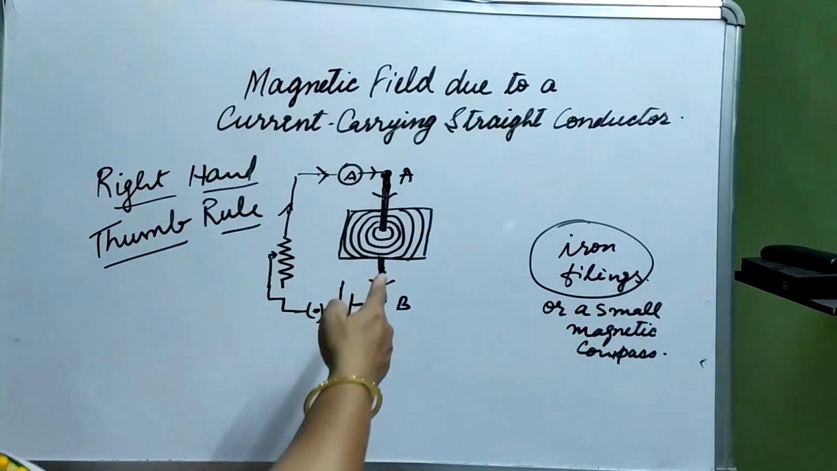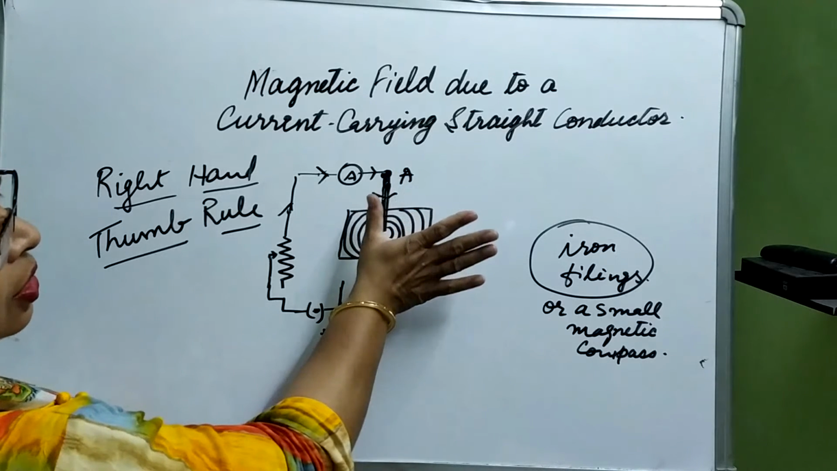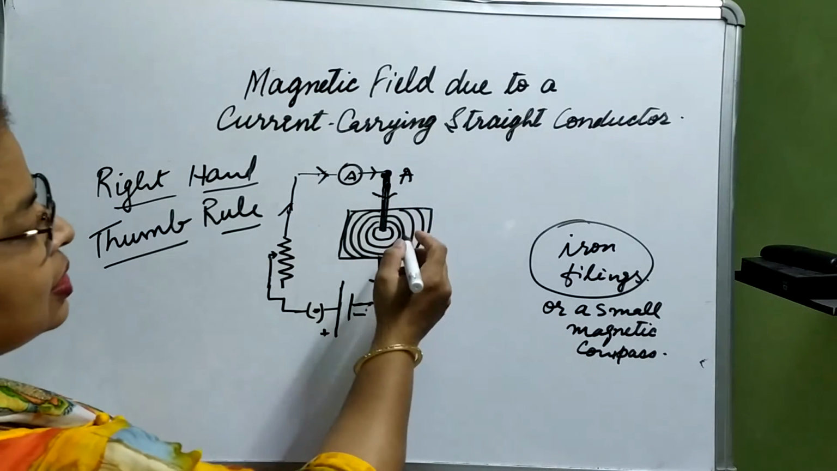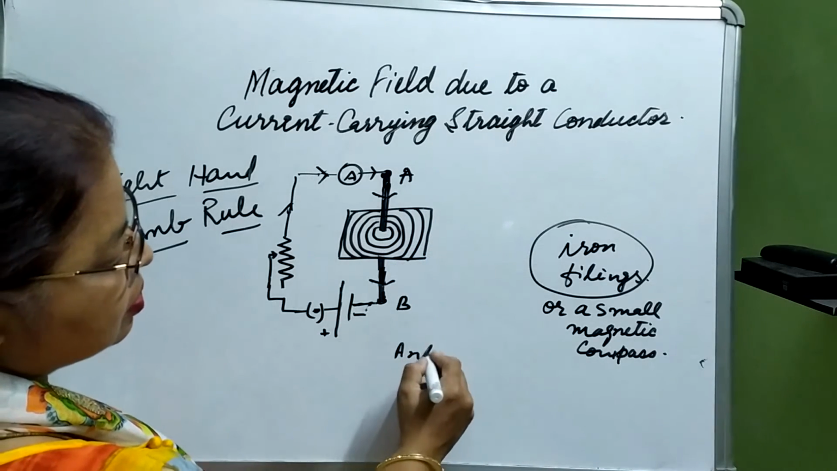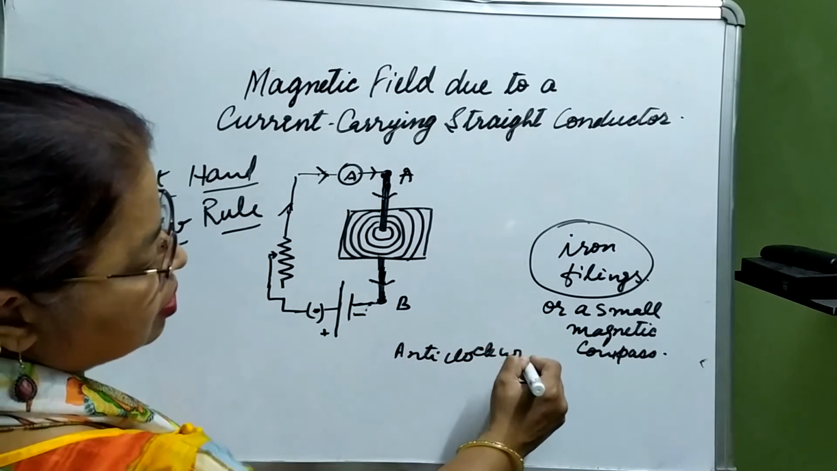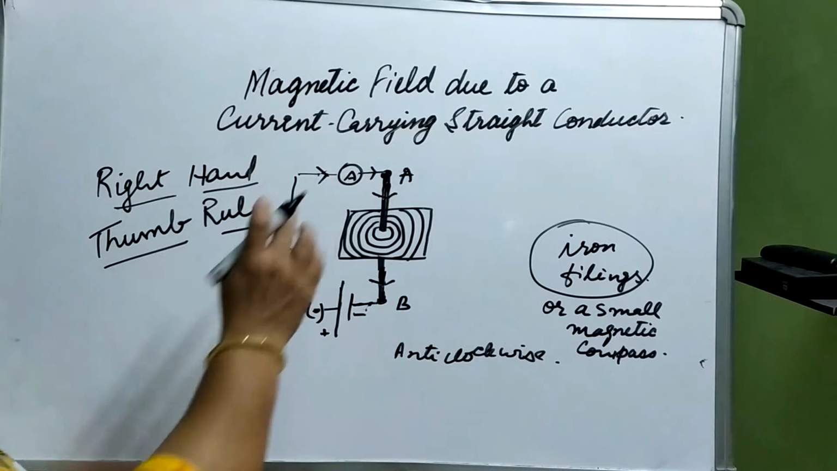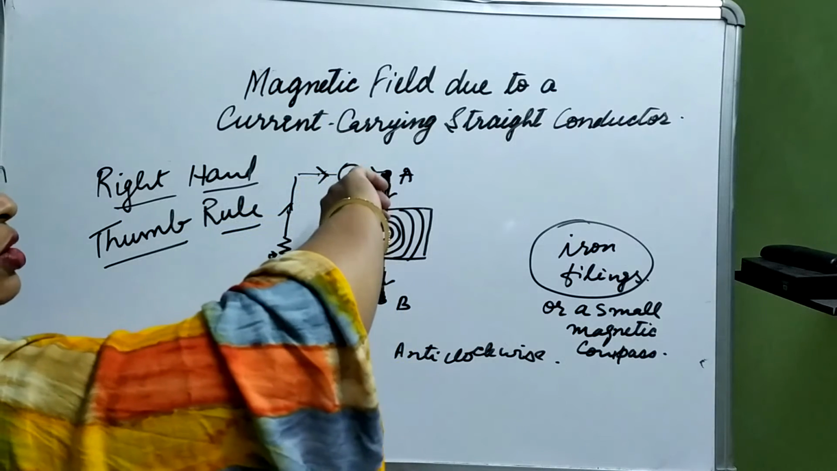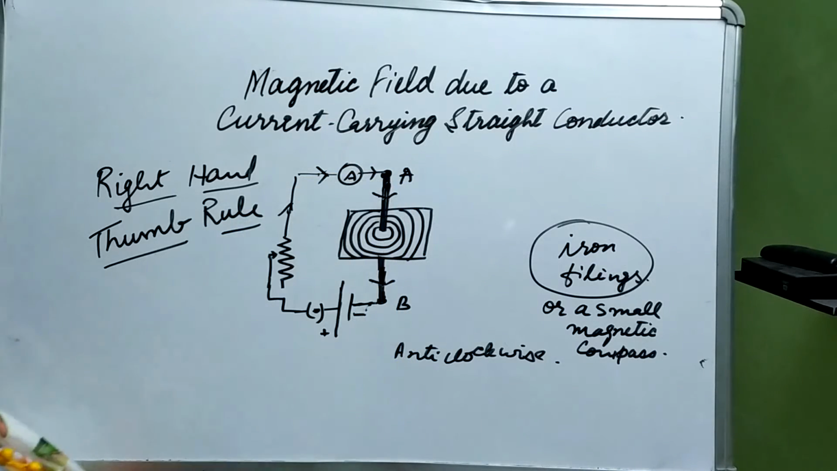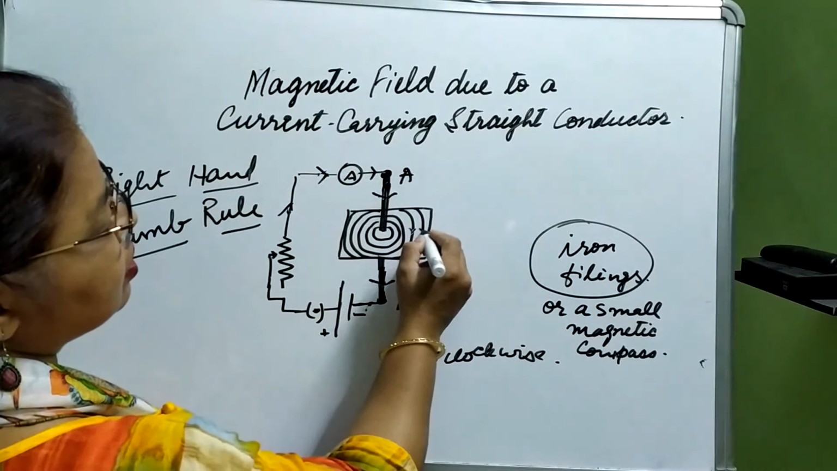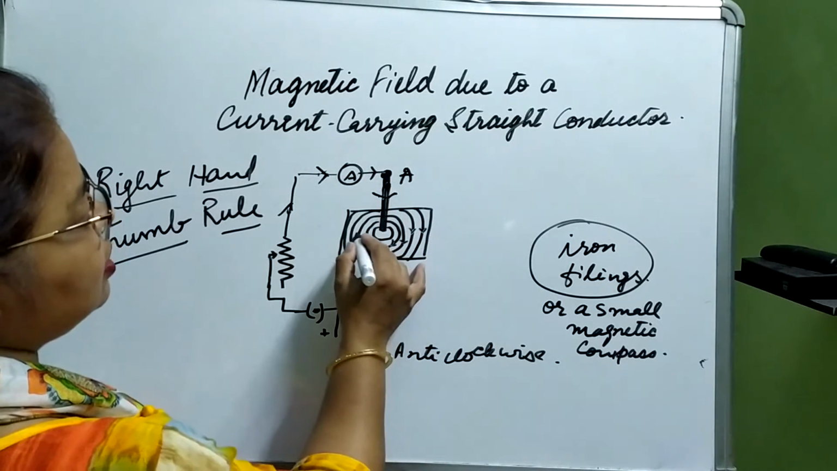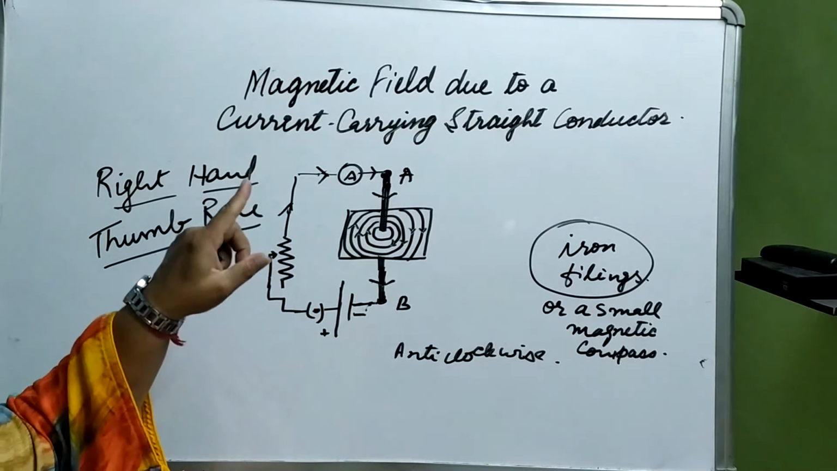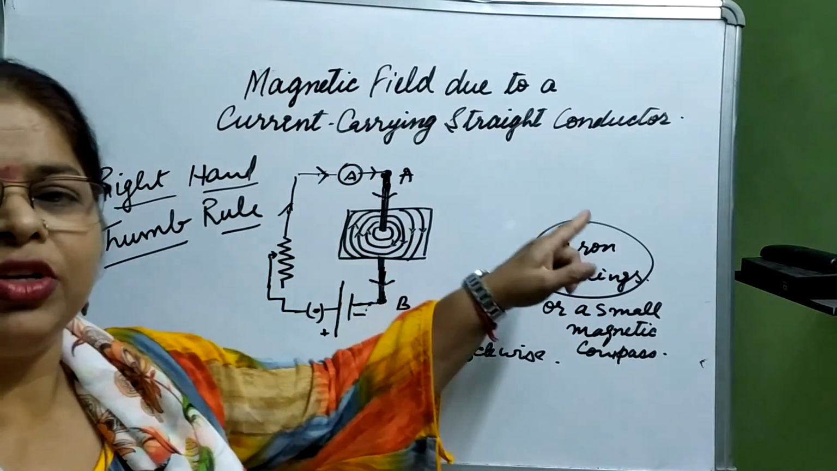So the same is happening here. When the current is flowing from B to A, the direction was anti-clockwise in the previous case. But in this case, when the current is flowing down, the direction will be from in to outwards, so we can say it is clockwise. So this is how we can find out the magnetic field due to a current carrying straight conductor.